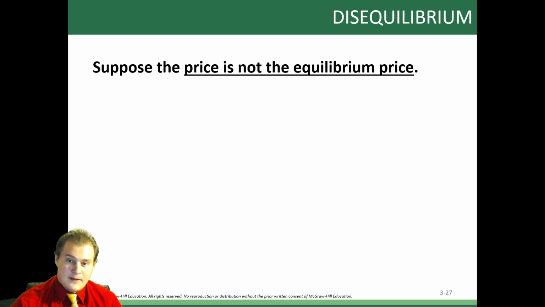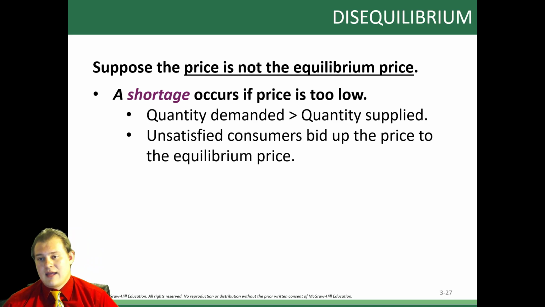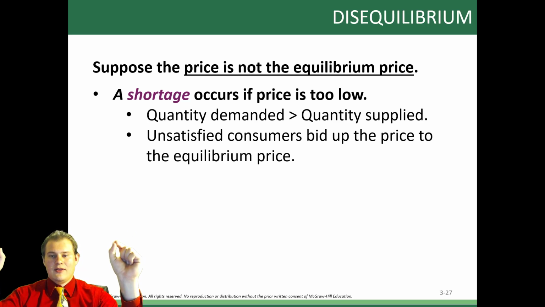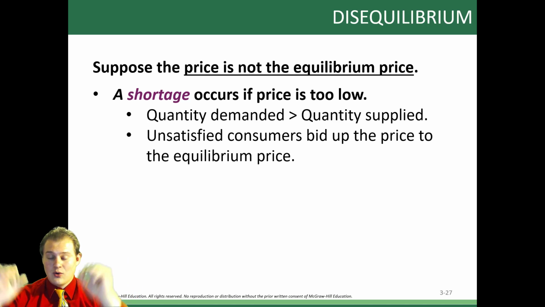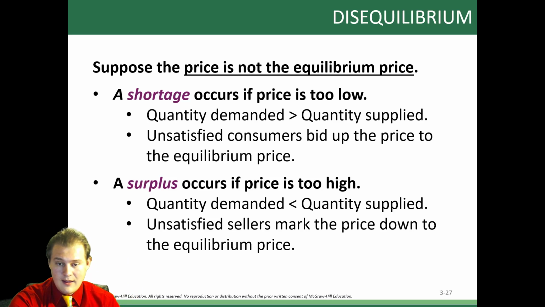Suppose the price is not the equilibrium price. Okay, a shortage occurs if price is too low. Okay, so quantity demanded is more than quantity supplied. So you look at those 2 points, you compare them. Okay, where's quantity demanded? Where's quantity supplied? Okay, if quantity demanded is more than quantity supplied, you have a shortage. You're just comparing 2 points, and you can literally compare the numbers on the 2 points, and that's how big the shortage is.